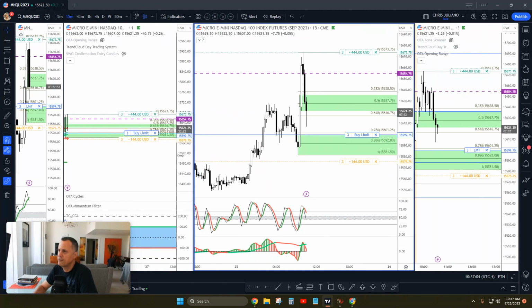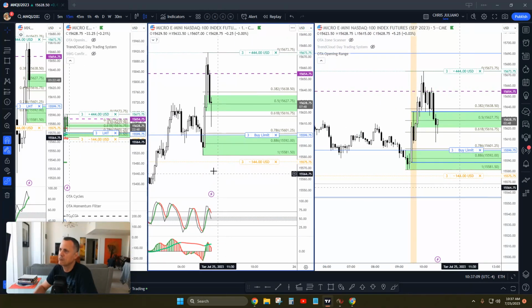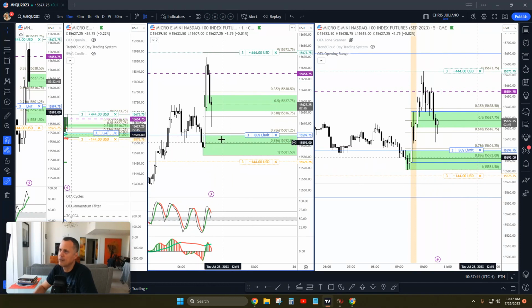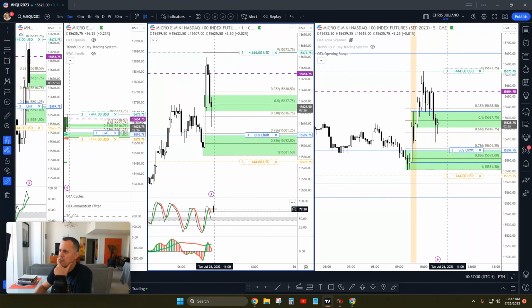Focusing on the 15-minute chart and the 5-minute chart now, what do we have? We've got the zone right here. Look at how it, oh man, it could totally reverse here and go up, and we missed the trade. That's trading. That's trading. But let's take a look at our cycle indicator and our momentum filter on the 15-minute chart. We're still cycling down.